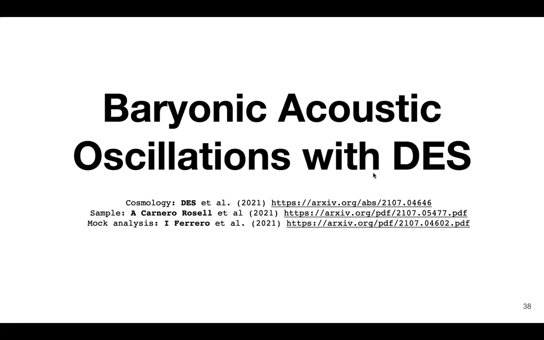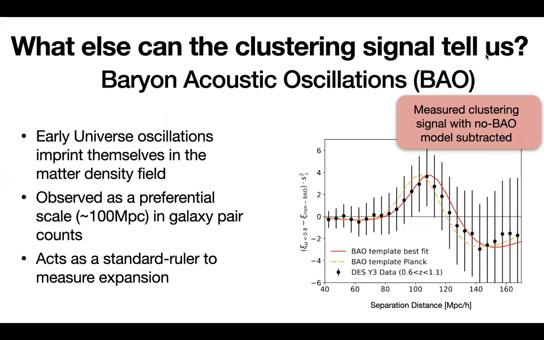The idea is that our clustering signal, not only can we use this as a tool to calibrate galaxy bias and get sigma 8 measurements, but we can also use it as a distance probe itself from the DES data. The early universe predicts a particular scale: we expect to find pairs of galaxies in the matter and galaxy distribution that are preferentially separated by a particular distance, which from early universe physics and the CMB you can predict to be around 100 megaparsecs.